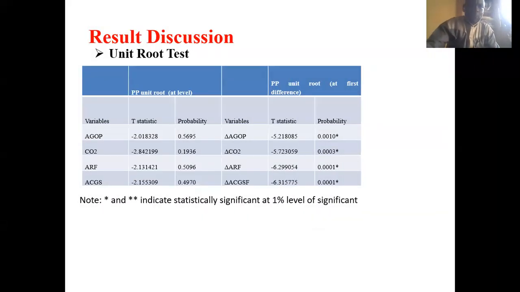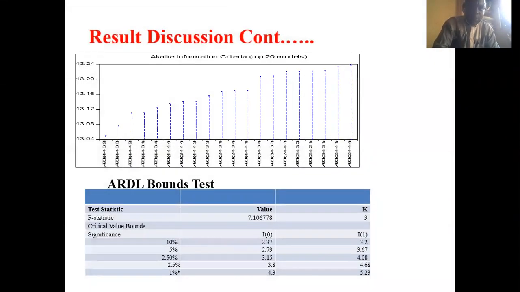Under this, the equation is given as the result of the discussions. The unit root of the variables shows that if you look at the probability of the test, it indicates that both variables are statistically significant at the 1% level of significance. Next slide. Discussions of the result. If you look at the bound test, the critical bound test result shows that agriculture has a negative impact on climate change. Next slide.